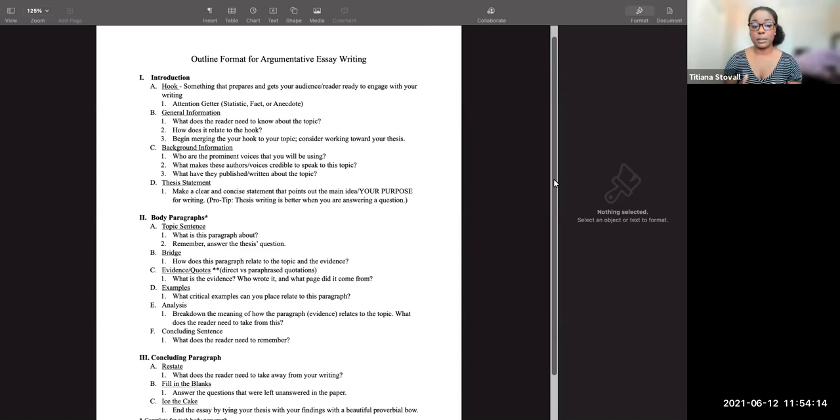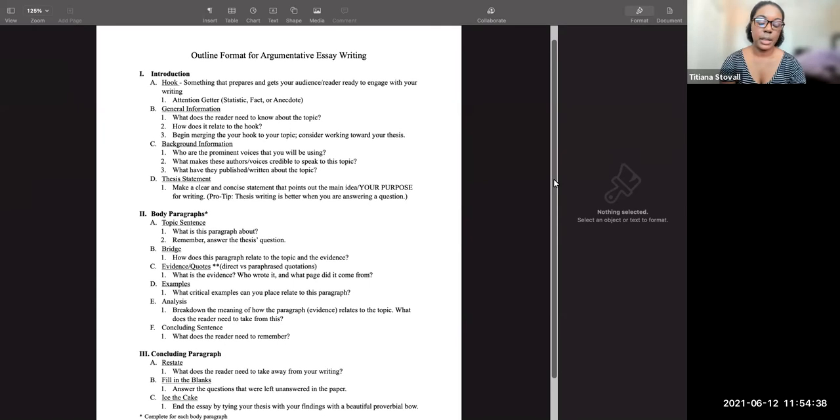And then you have your thesis statement. Your thesis statement is the clear and concise statement that points out your main ideas and your purpose for writing. The pro tip that I always give is that your thesis writing is better when you are answering a question. So as long as you are answering a question, since the prompt has a question, it comes off so much smoother. It's easier to do when you're answering the question.